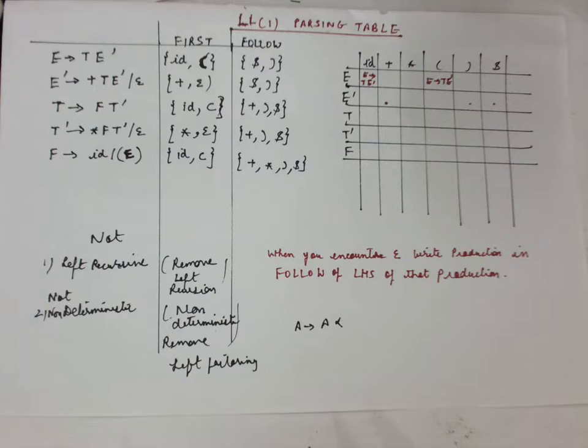Okay, we will start with the LL1 parsing table. So we have to see how we will generate the LL1 parsing table. Once this parsing table is generated, we will be given a string and we will see how the parse tree is generated using the LL1 parsing table for that particular string. This is also called the predictive parsing table.